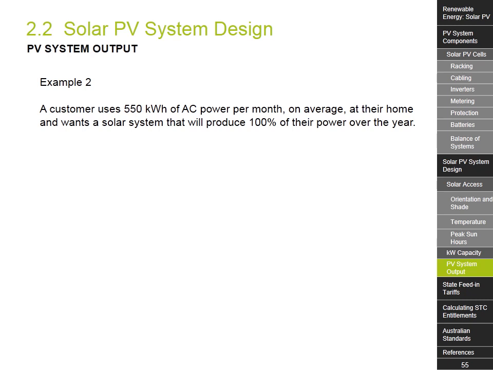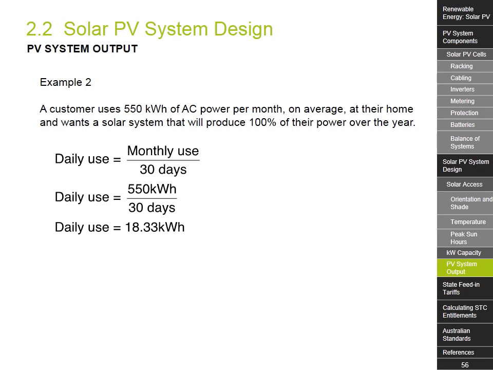Example 2. A customer uses 550 kilowatt hours of AC power per month, on average, at their home and wants a solar system that will produce 100% of their power over the year. First, we'll convert the monthly power usage to daily. 550 kilowatt hours per month is equal to 18.33 kilowatt hours per day, when assuming a 30-day month. To this, we'll divide by the peak sun hours, that is, the number of hours the system will likely be in operation, to convert back into kilowatts.